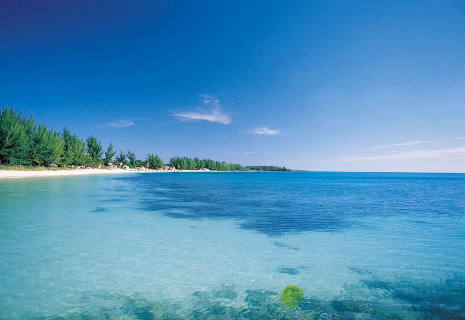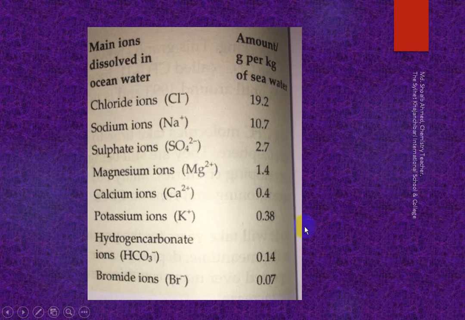This is sea water. Sea water contains different types of cations and ions, molecules. Look, this is the sea water. There are different types of ions dissolved in the ocean water. If you take 1 kg of sea water, you will find the chloride ion. Chloride ions are 19.2 gram per kg.